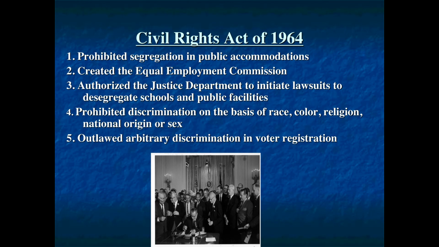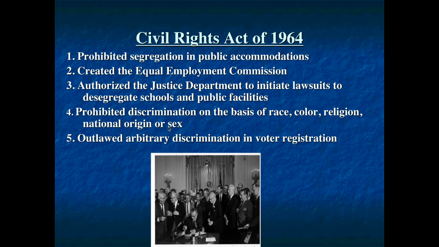Okay, and so what culminates with the marching in Birmingham and the March on Washington, which were both in 1963. You finally get Kennedy lukewarmly trying to support what's going to be called the Civil Rights Act in 1964. The major goal is it's going to prohibit segregation in public accommodations. So anywhere where there's people, you cannot segregate on the basis of race. It was supposed to create the Equal Employment Commission to get rid of job discrimination against people of color, authorize the Justice Department to initiate lawsuits to desegregate schools and public facilities, and prohibit discrimination on the basis of race, color, religion, national origin, or sex, or gender.